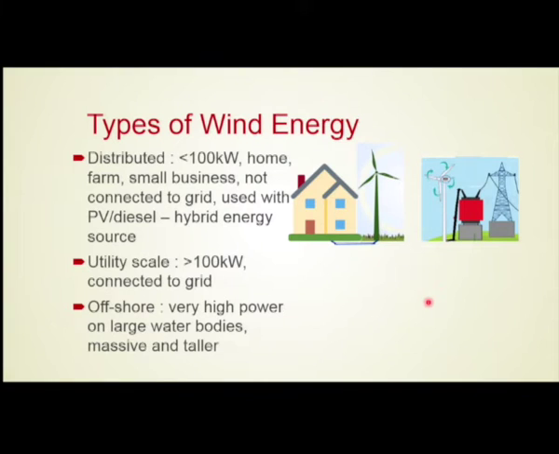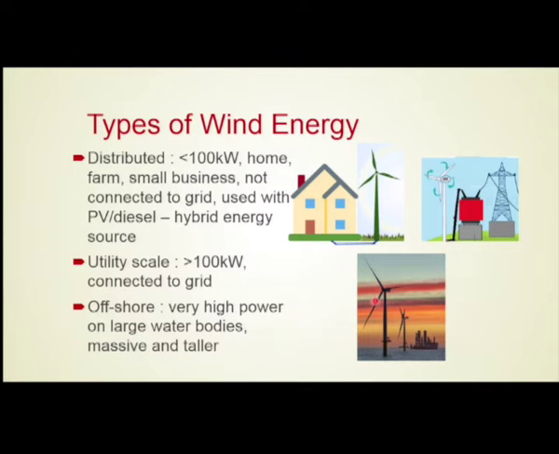Next type of wind energy we call is offshore. That is very high power is generated through wind turbines. They are installed in larger water bodies like ocean. It is massive and taller. For example, like this, the wind turbines are installed in the seashores or in the ocean. More number of wind turbines are installed there, and we get more power output from the wind. That is the offshore wind energy. This classification is based on how much power we are getting from the wind turbines and how they are connected. That is the classification.